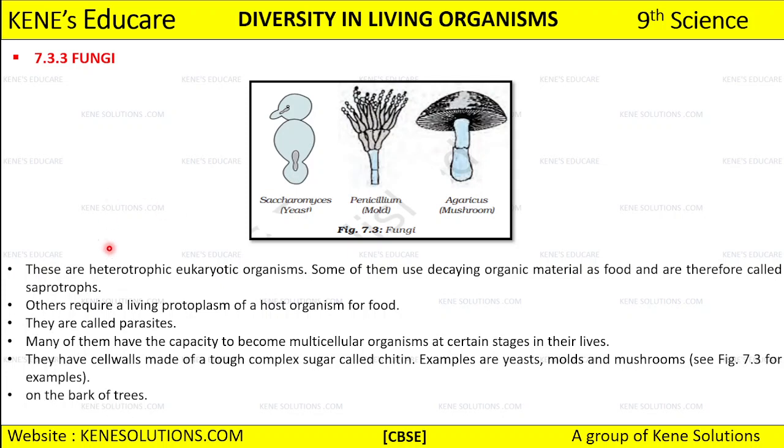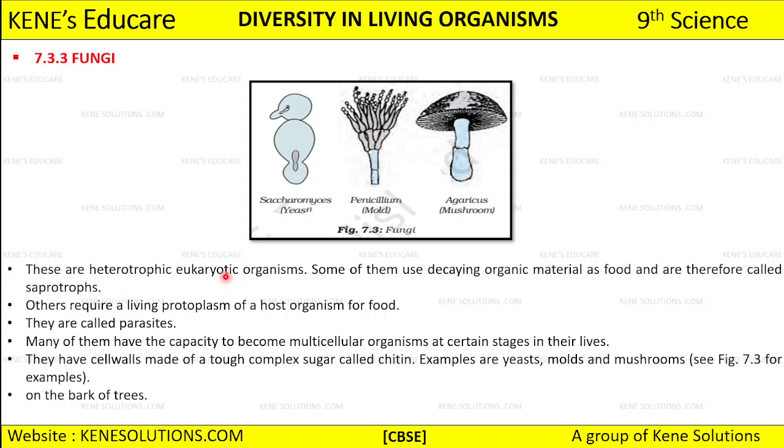Okay, so what are fungi? They are heterotrophic. They are dependent on dead and decaying matter, plants and animals. Okay, so they are heterotrophic eukaryotic organisms. Now eukaryotic means their nucleus is well developed. Okay, then some of the fungi use decaying organic material as food, and therefore they are called saprophytes or saprotrophs also.